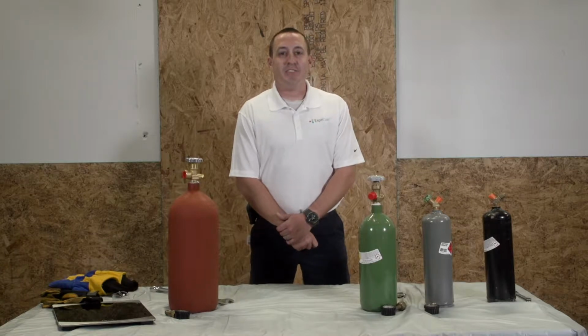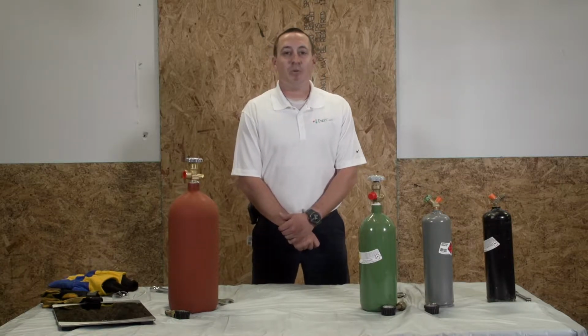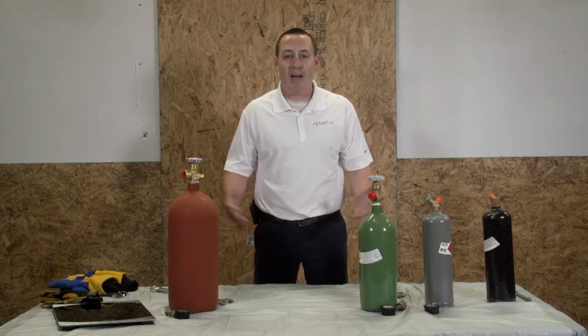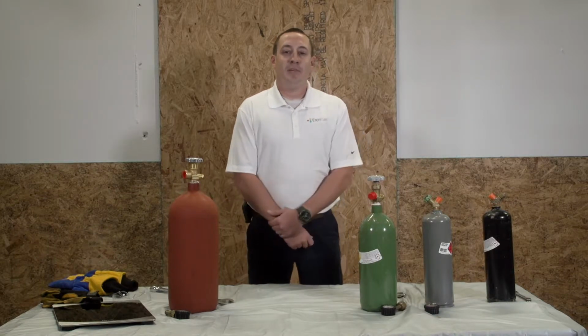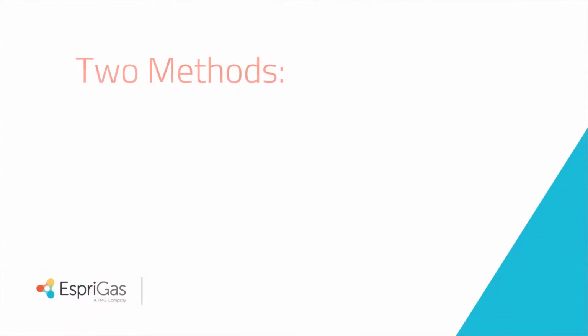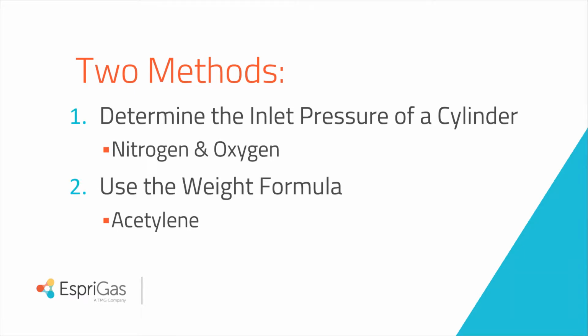Hello, and thank you for taking the time to view this safety presentation. Today we're going to discuss the proper ways to determine the contents of high-pressure gas cylinders. The method used to determine the contents of a cylinder varies in regards to its contents. There are two ways to determine contents of high-pressure cylinders. First, by determining the inlet pressure of a cylinder and by using the weight formula.